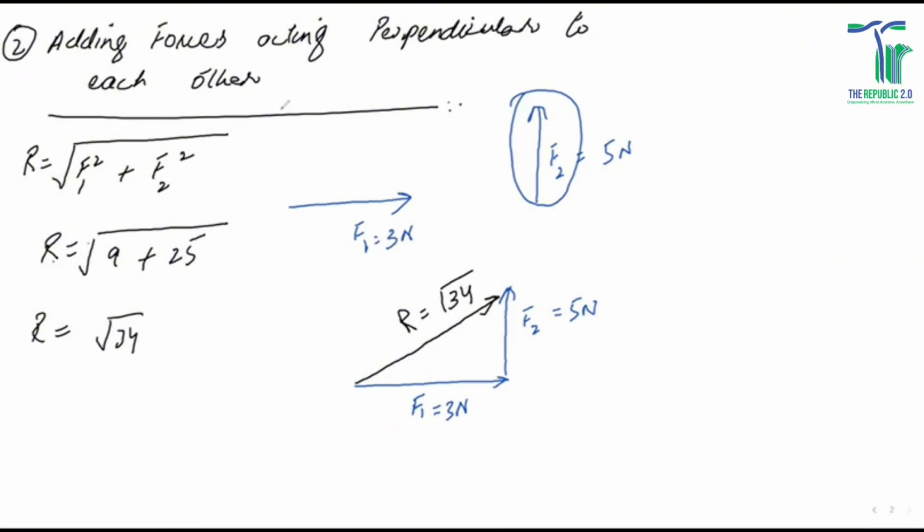So this is how we add forces when they are acting perpendicular to each other, something like that, right? We've got one vector F1, we've got another vector F2. We just need to connect them like that, and then we'll get the resultant. So this is how we add two vectors which are perpendicular to each other.